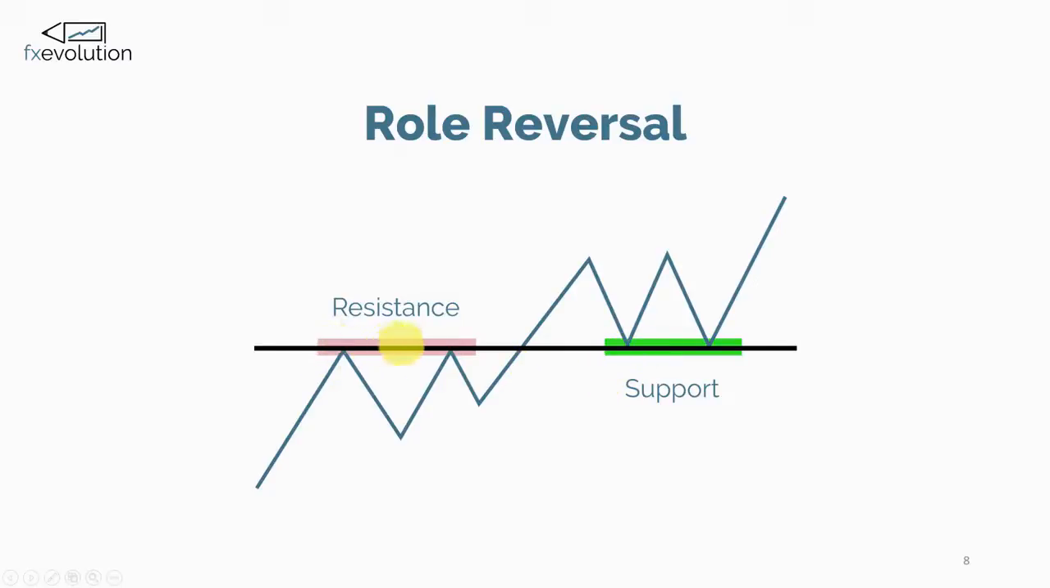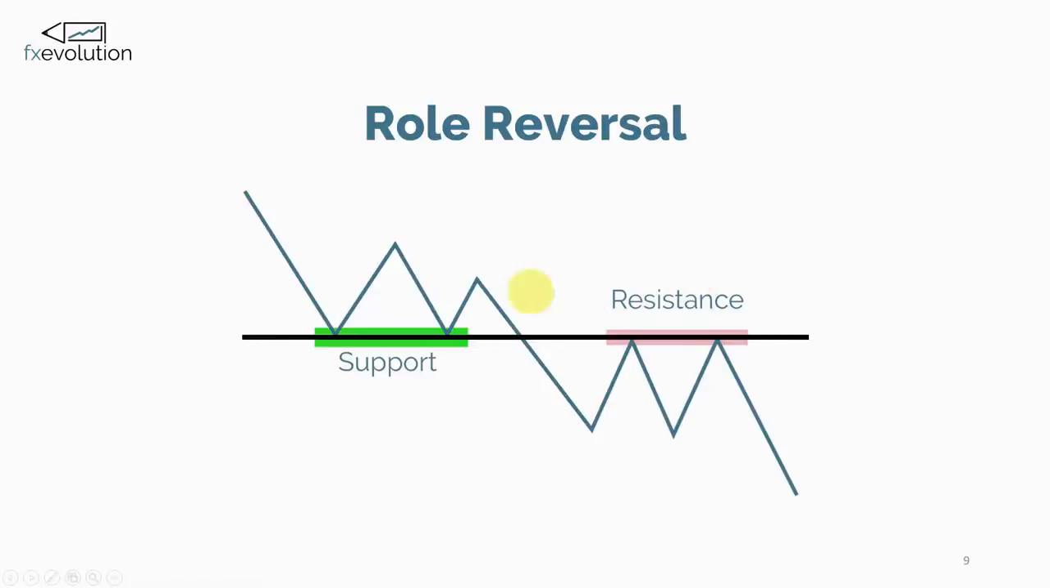So when resistance is broken for the first time and it comes back down, we can see that buyers have come in, and then buyers have come in again, eventually with price making a new high. This works in bullish markets and also bearish markets. So let's take a look at role reversal from support to resistance.